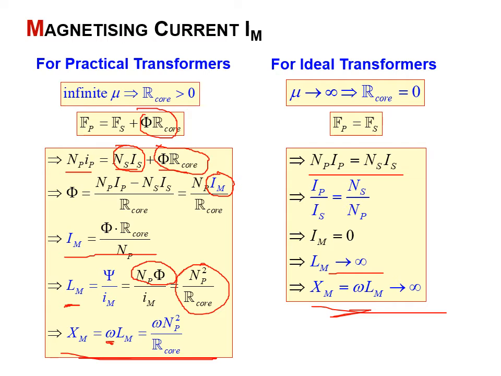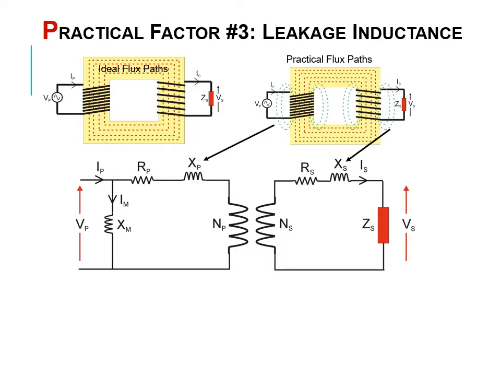So that's basically what the effect of the magnetizing current is. You end up with finite values for the inductance and reactance in that equivalent circuit. So the third thing we have to look at then to get this equivalent circuit is the leakage inductance.